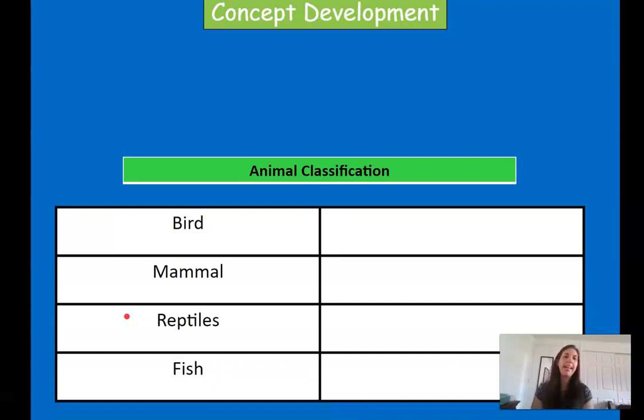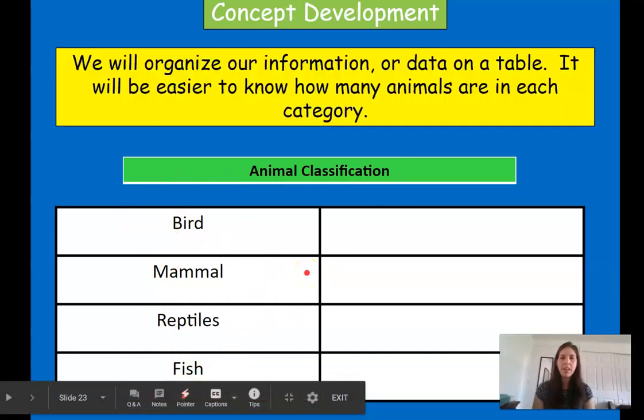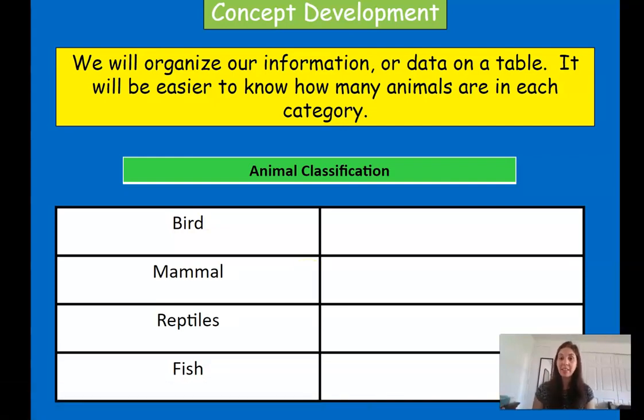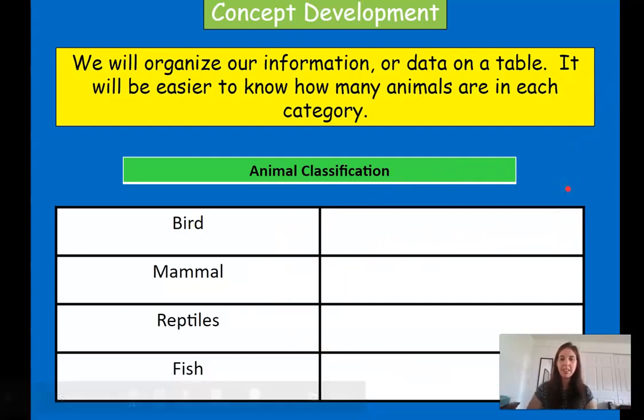So now we're going to look at these different animal classifications. These are different groups of animals. Okay? And we're going to organize our information or data on this table. This is a table, and we're going to put information so that we can easily see what information we know.